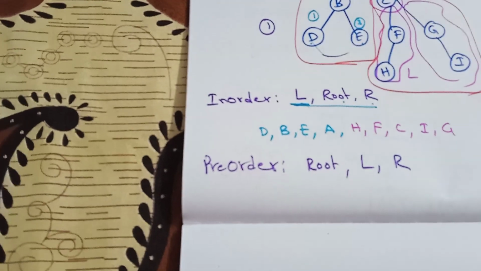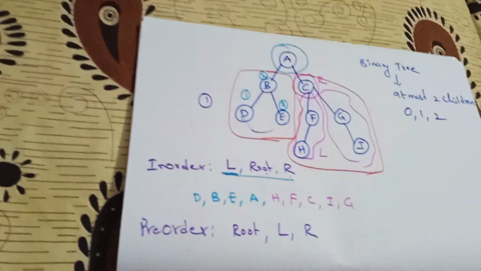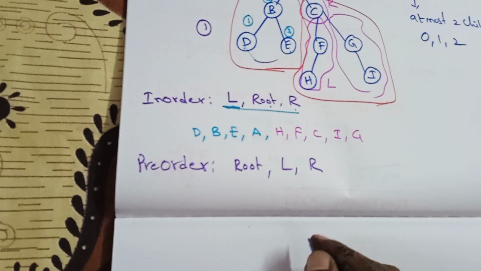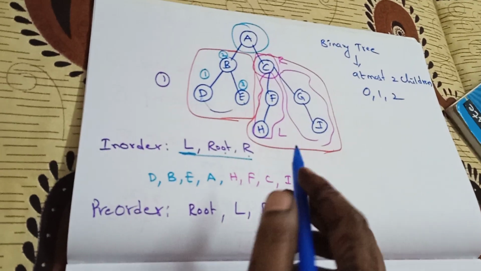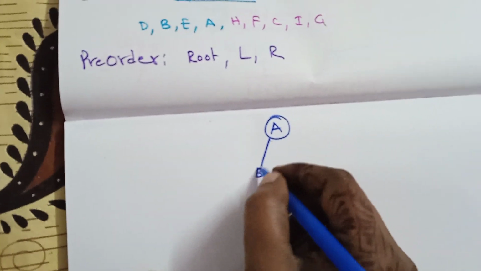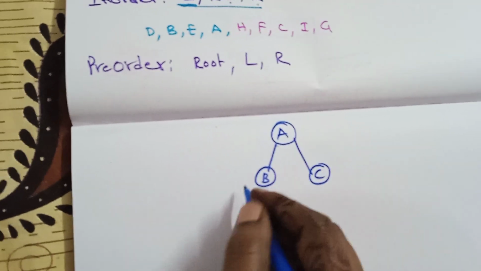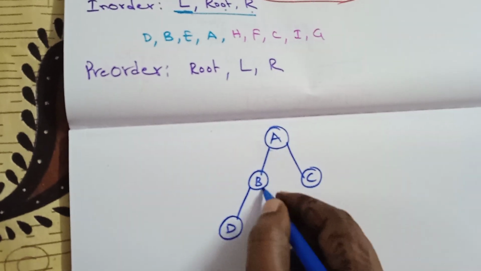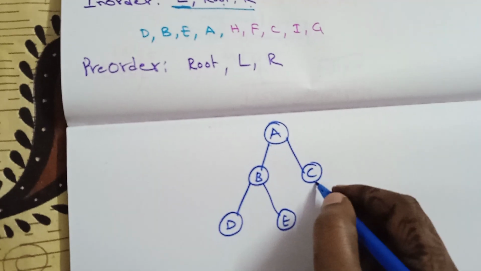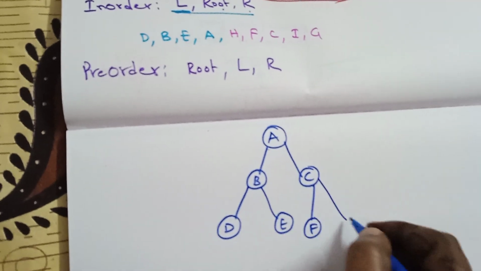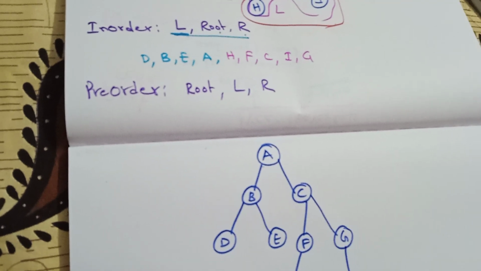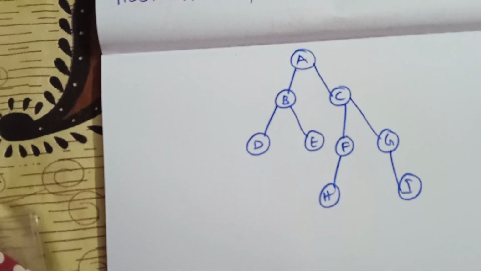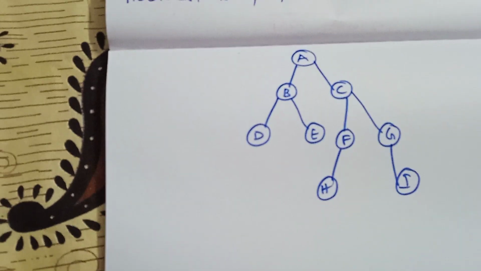Now we'll take the same tree. I don't think you can understand the same tree again if I draw in that, so I'm drawing it again neatly for better understanding. Right. Now this is our tree. Now pre-order. What is pre-order?